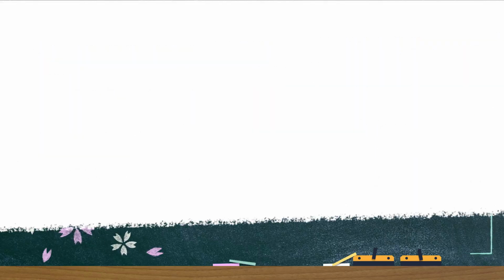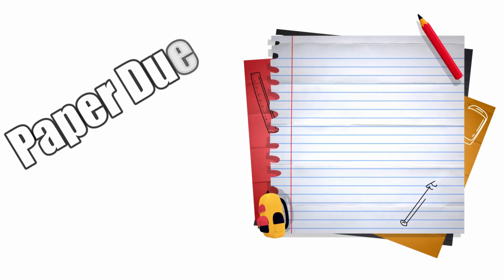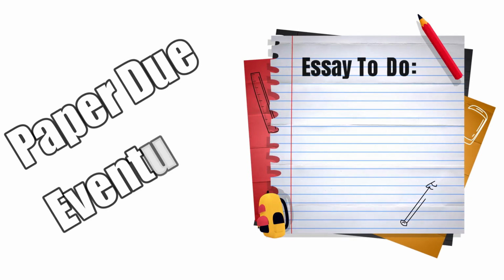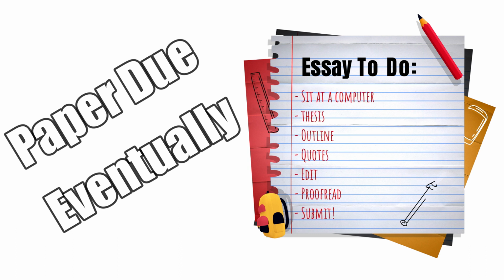Let's say you were just assigned a paper. This is usually how it goes. First off, sit at a computer. Second, come up with a thesis. Outline how you're going to support that thesis. Look for a bunch of quotes that support that outline that supports that thesis. Maybe proofread it or edit it a few times and call it good.